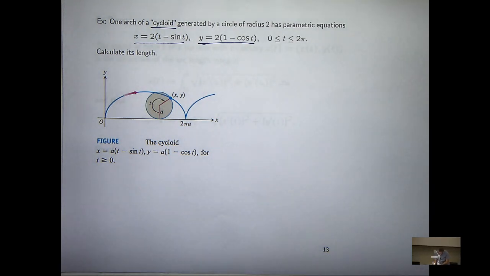So can I have a show of hands? Who's heard of a cycloid before? Anyone? Yes, where have you heard of it? Say again? Excellent. Where have you heard of it?